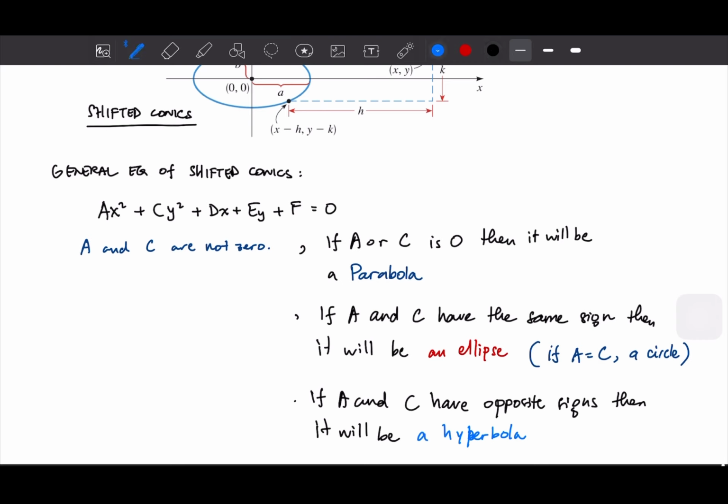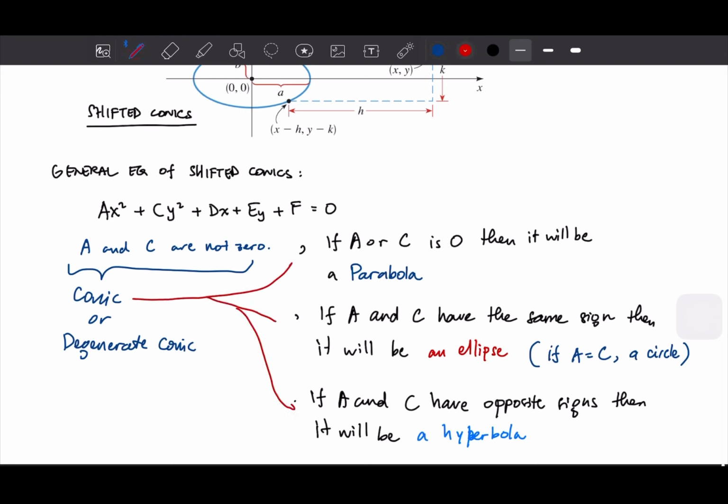Okay, maybe let me explain this. So if A and C are not 0, we will have a conic, or what we call a degenerate conic.